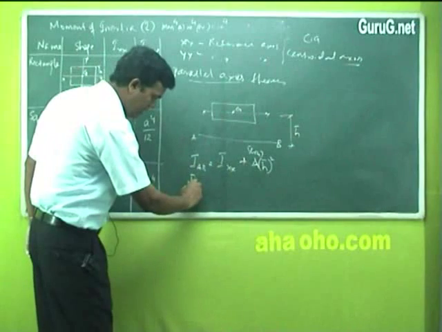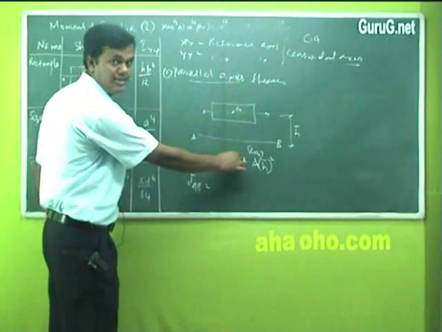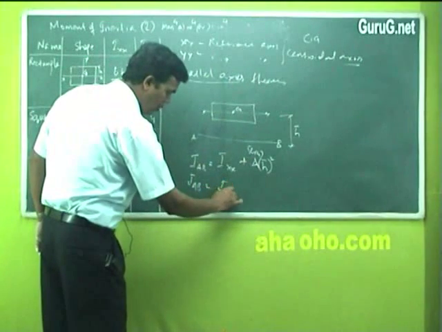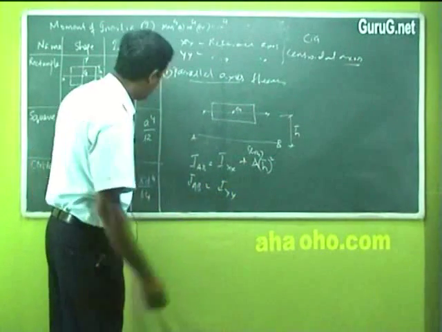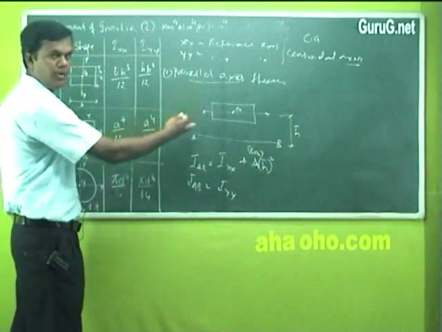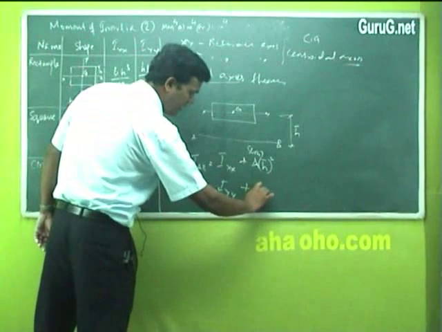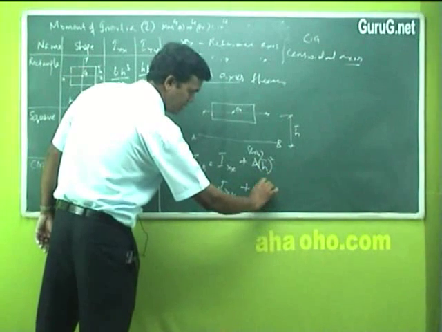Again, to find the y, that is the y axis, it is IYY. Clear? IY is given here. Just substituting this value, we will solve one problem in this, you will understand, right? Plus, then what will be here? A into again h bar square.